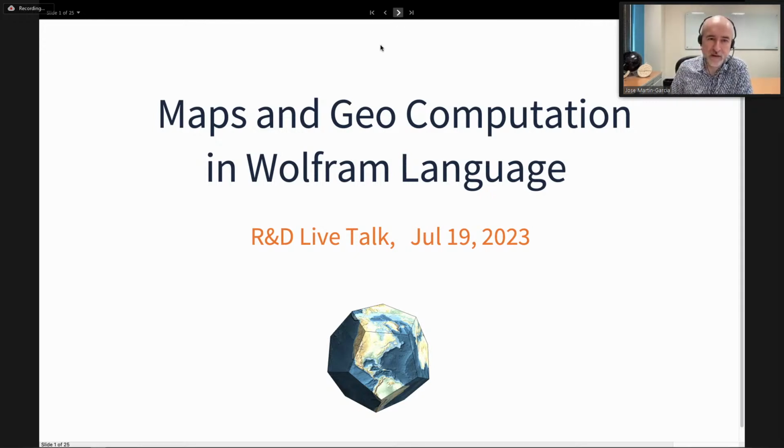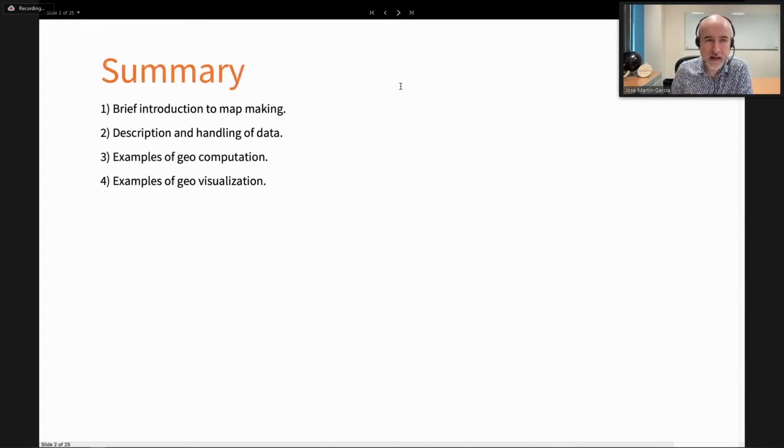The title of the talk is Maps and Geocomputation in Wolfram Language, and this is the summary. First, we will start with a brief introduction to map making. You will see how easy it is to produce maps with Wolfram Language and GeoGraphics. And then we will talk about how to describe and handle different types of data that we need to produce maps. Then the rest of the talk will be dedicated to two big sections, one on geocomputation and the other one on geovisualization.